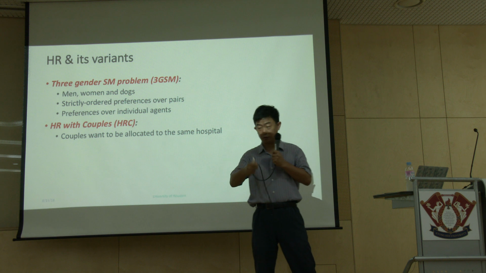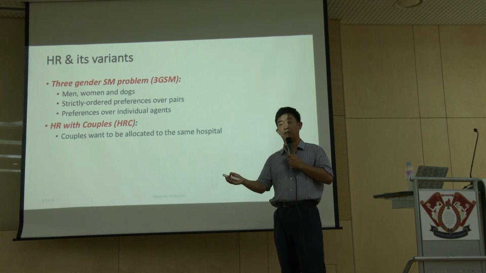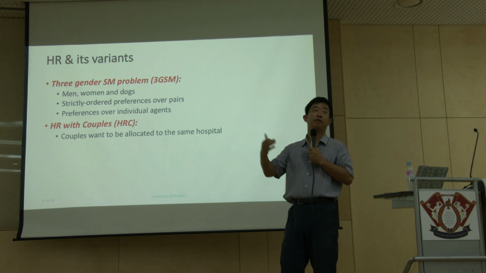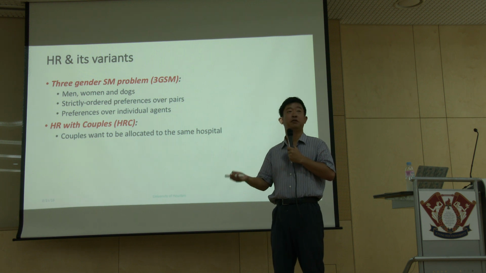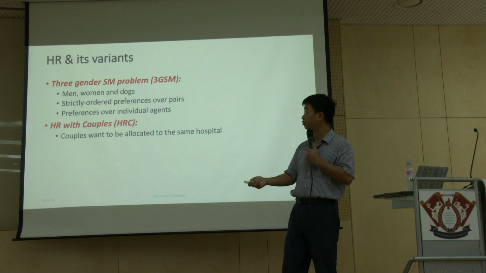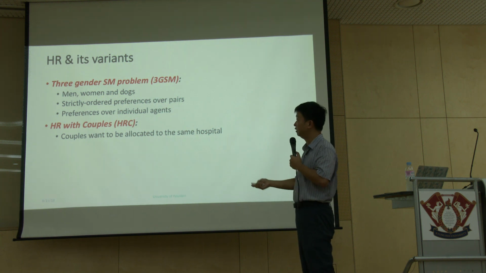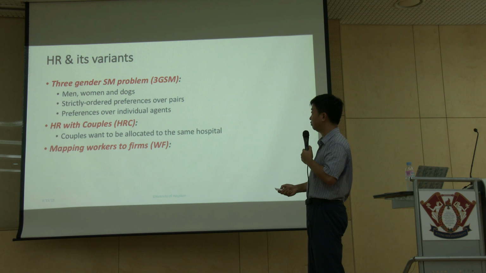In the sense that, okay, there are couples who both get high degrees, and then the university wants to have one of them. But how about the other? Sometimes the university is in the middle of nowhere, and then, okay, the other is a trouble. So basically, this one is such kind of problem. And the matching worker with firms.